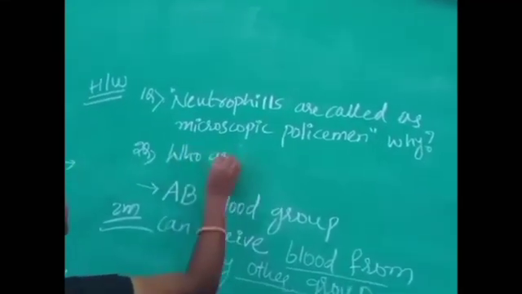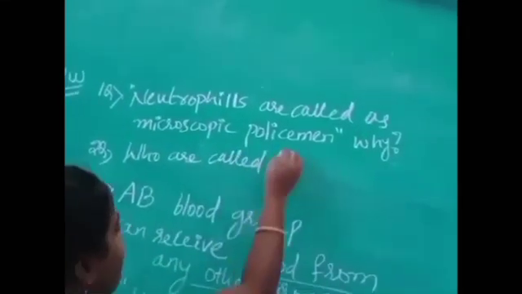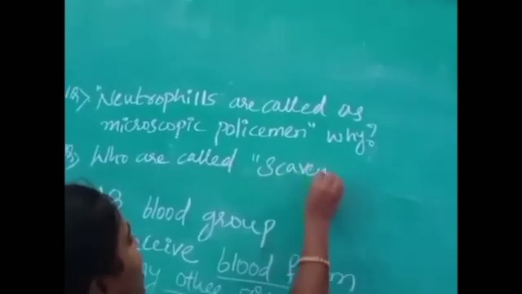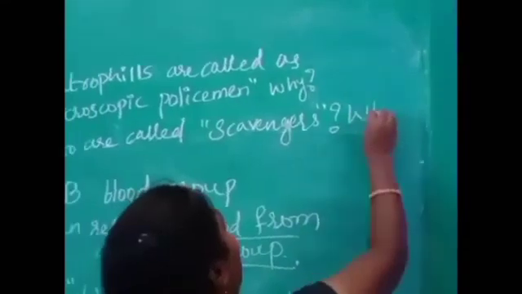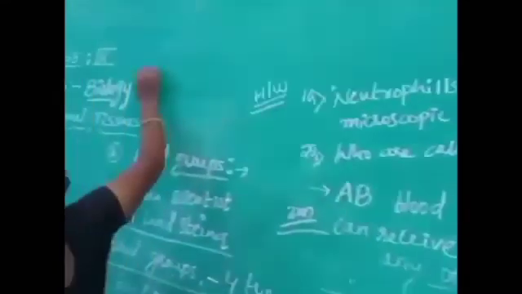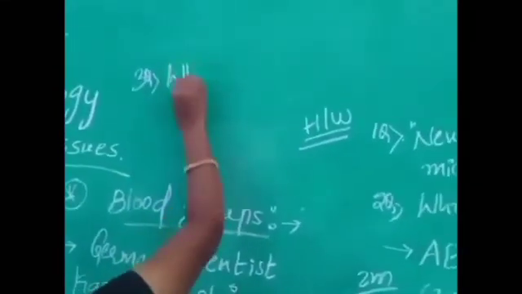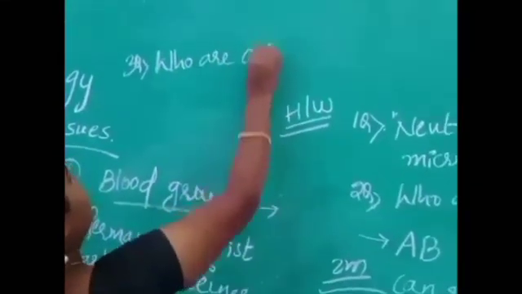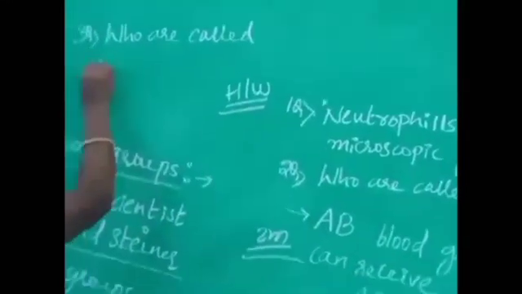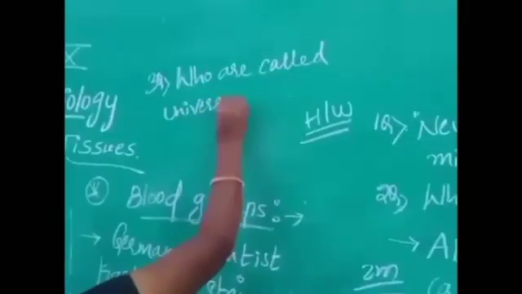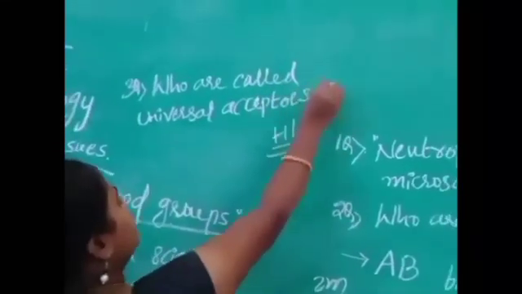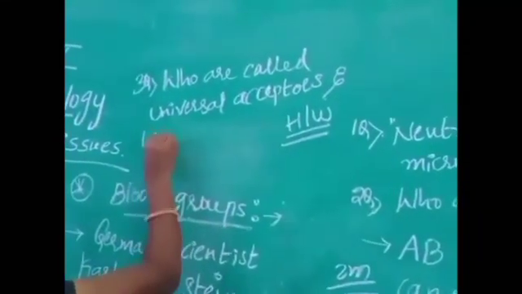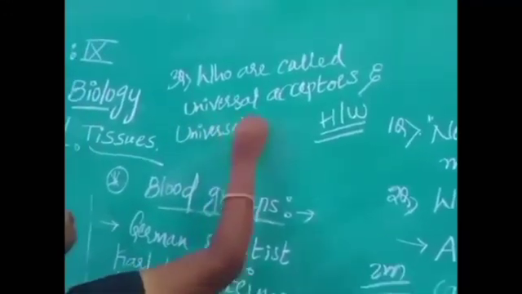Next. Who are called scavengers? Then why? Who are called scavengers? Then why? Next, very important third question. Who are called universal acceptors and universal donors?